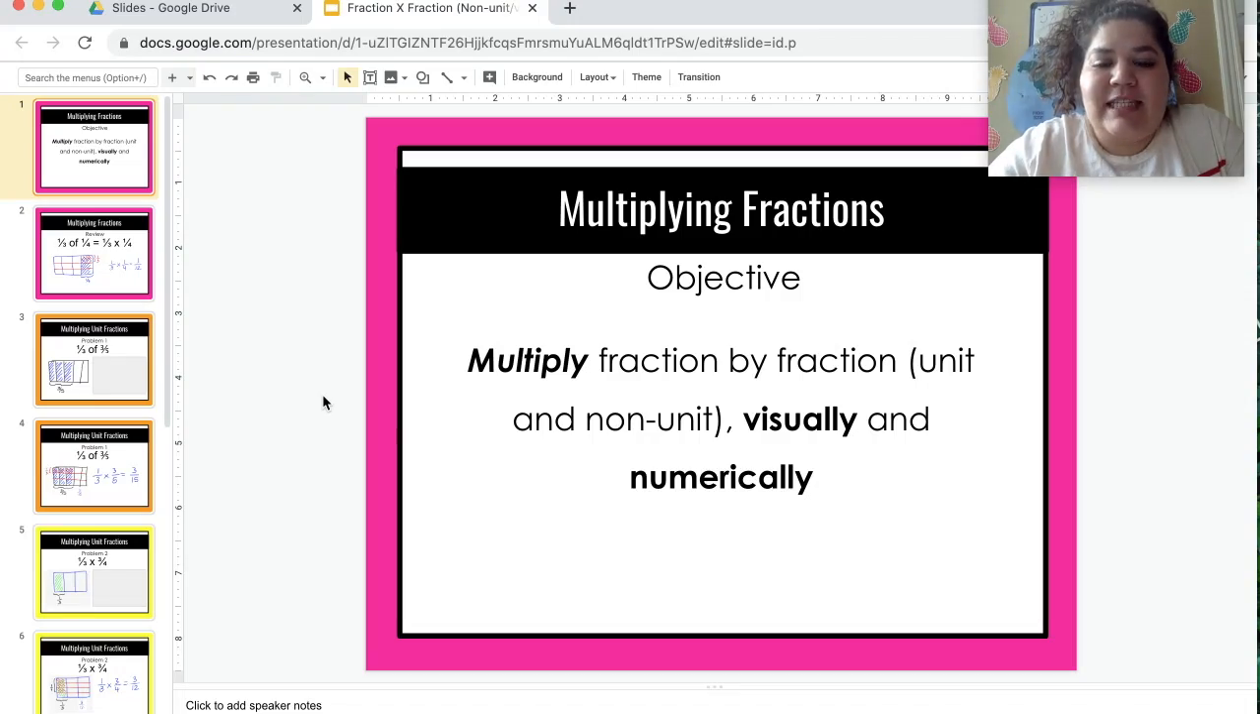Right, so today's objective is to multiply fraction by fraction, both unit and non-unit fractions. So today, our denominators aren't only going to be 1, they're going to be other numbers as well. And again, we're still doing this visually and numerically.